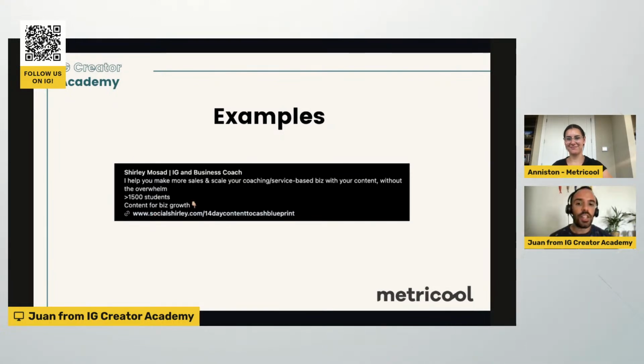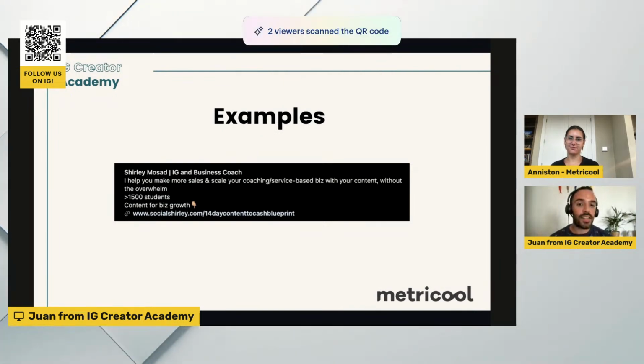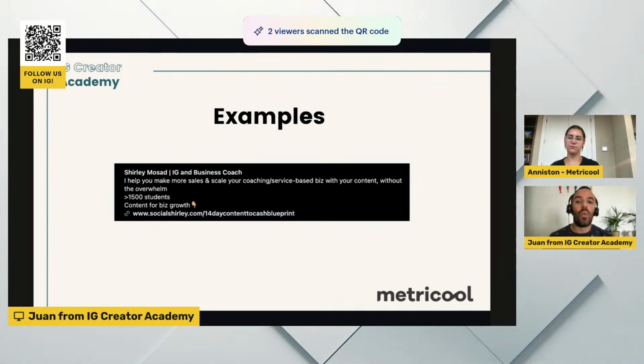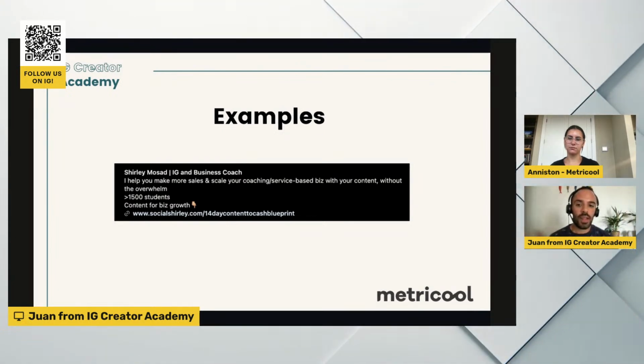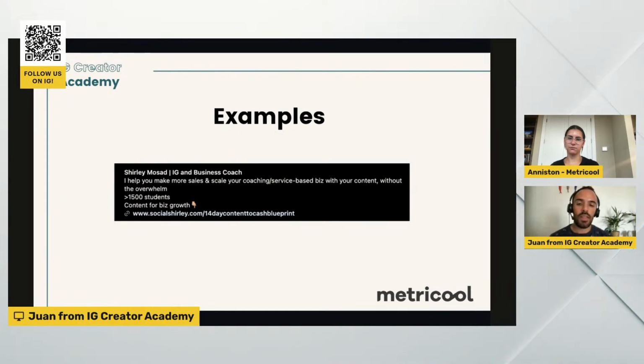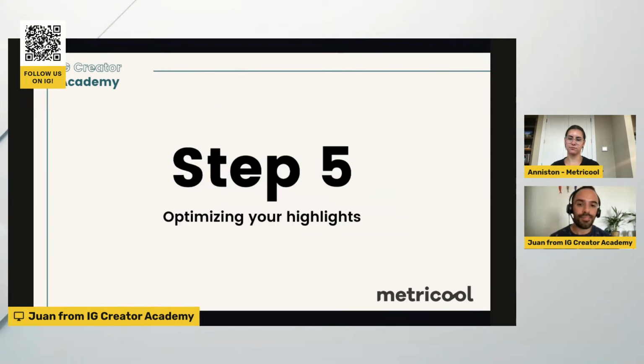Another example here, Shirley Mossad. She's an IG and business coach. She helps people make more sales and scale their coaching service business. So she's being very specific with her audience here without the overwhelm. Her social proof is that she has over 1,500 students. And then her call to action is to click on that link, content for business growth.